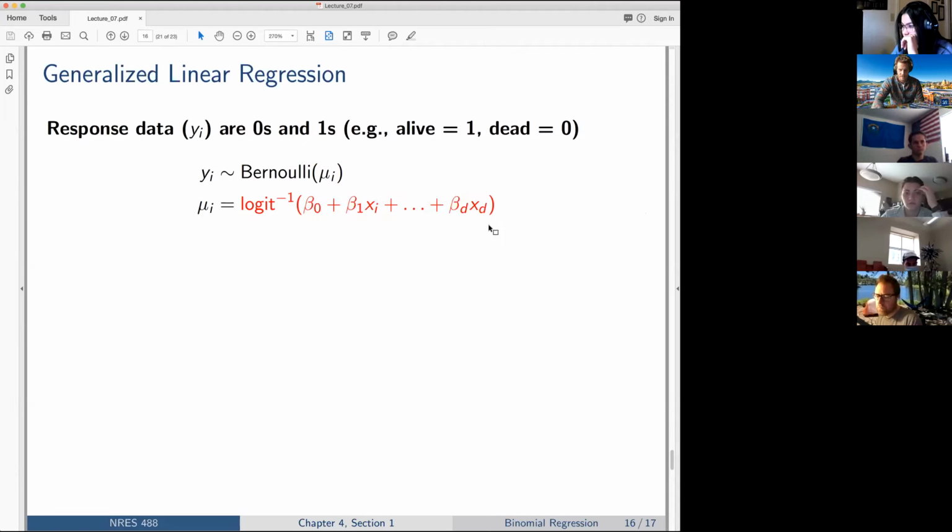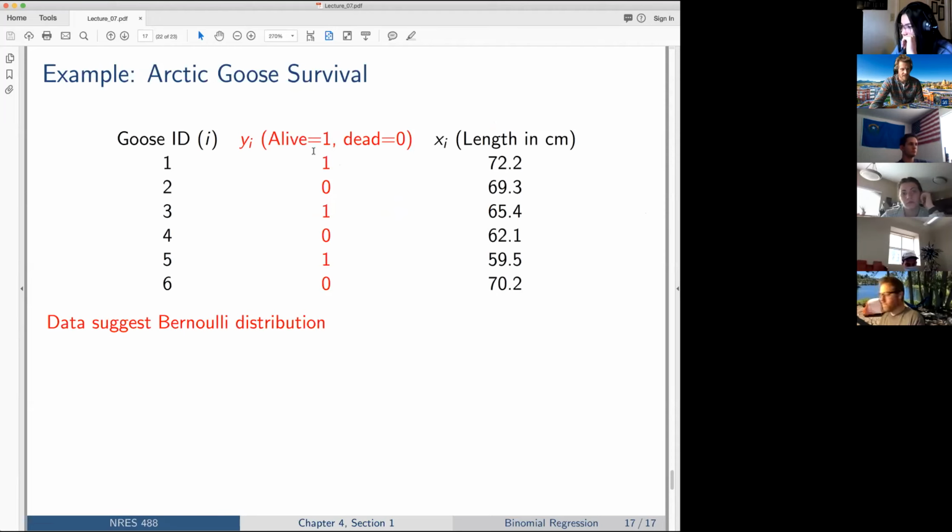Okay, so with our Arctic goose survival data, we have zeros and ones. These data suggest a Bernoulli distribution. Remember, the zeros and ones are just the response data. We can have all kinds of other information in our covariates, but we're talking explicitly about the response data, the zeros and ones. And this is our model that we're going to use. This is Bernoulli regression. And we'll talk about interpreting and fitting these models next time.